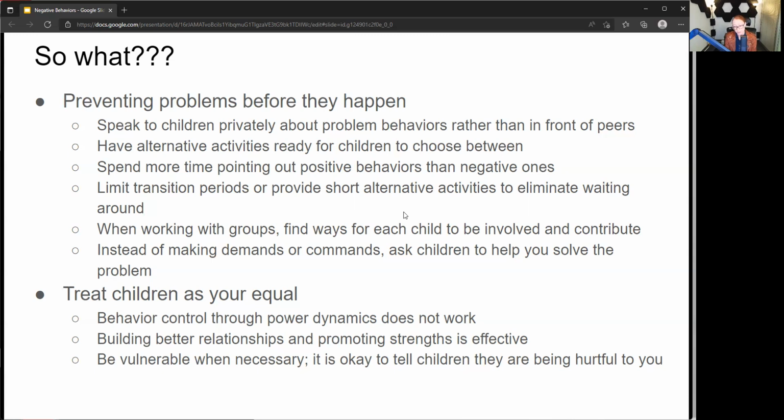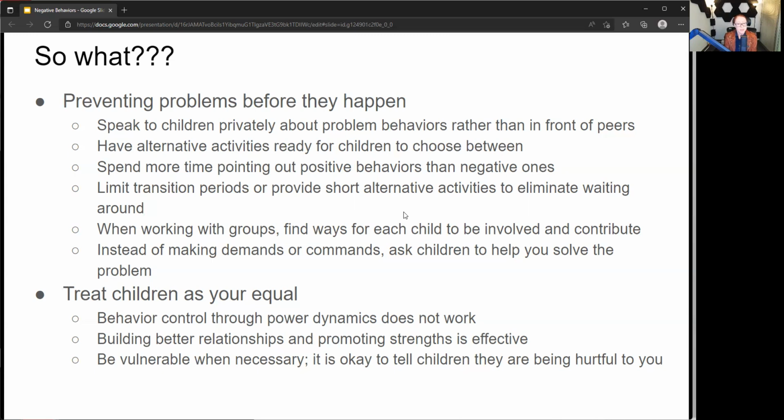We talked about this before with our second video, but I'm going to reiterate it. Treating children as your equal. Behavior control through power dynamics does not work. And if it does work with some kids, those kids are doing it out of fear, not respect. So we want to make sure that we're building respect. We build respect by earning it. We earn it by showing that they are equal to us and we are going to treat them the way we would treat an adult guest in our home. And that Heimgenott example is a really perfect one.